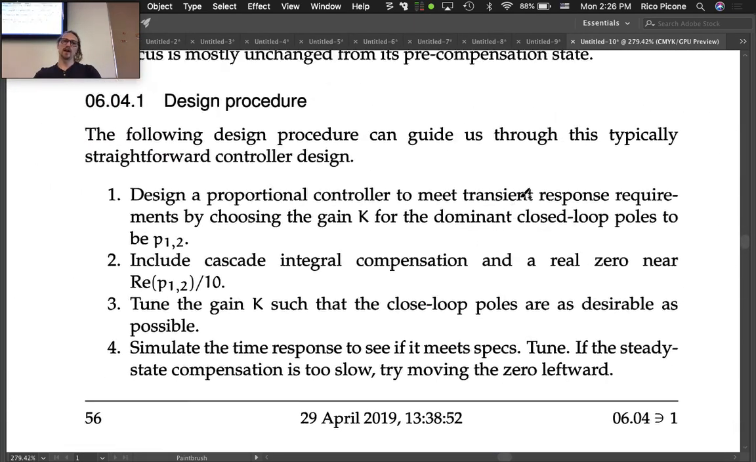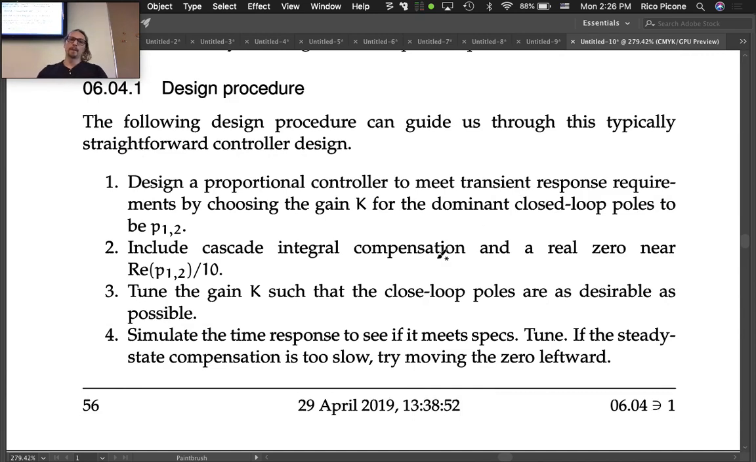But first, let's define a design procedure. We can use this for what ends up being a pretty straightforward controller design. I mean, PI control: you do your proportional control design process. So that's step 1. Design a proportional controller to meet transient response requirements by choosing the gain and the dominant closed loop poles to be P1 and P2. So you design your proportional controller, but you've got some steady state error. Say, for a step input or a step command, you want 0 steady state error as an example.